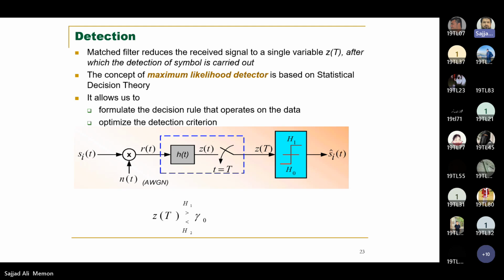Now with the detector, a detector should be with the concept of the maximum likelihood detector, which is based on statistical decision theory. It allows us to formulate the decision rule that operates on the data and optimizes the detection criterion. If we have any other detector, then fine. But if we have a maximum likelihood detector, then we can implement some decision rule that will optimize the detection and maximize the correct decision output. The test statistic, as we have read many times, is H1 if it is greater than gamma naught, and it is H2 if it is less than gamma naught.